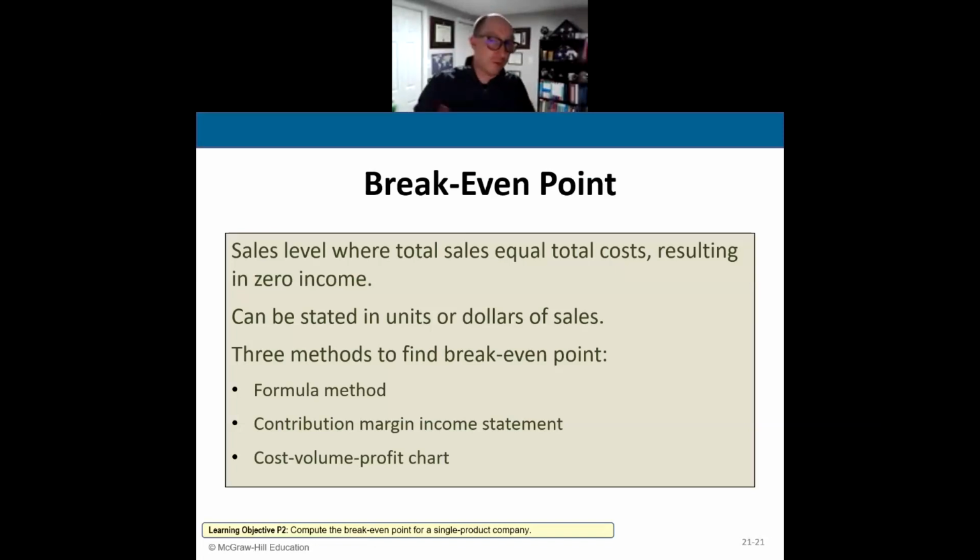We look at break even in three different ways. The first, of course, is the break even formula. It's a very simple formula. The second method to find the break even point is through the contribution margin income statement. We take the contribution margin that I just showed you and apply that to the income statement. And the third method is called the cost volume profit chart. Just as the name implies, we look at it on a chart.